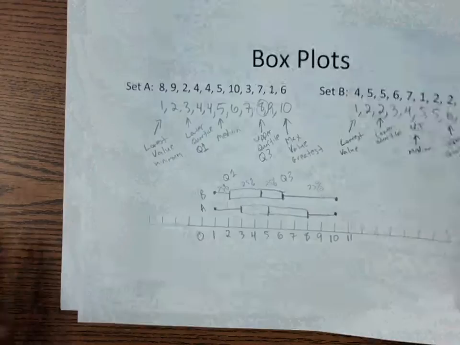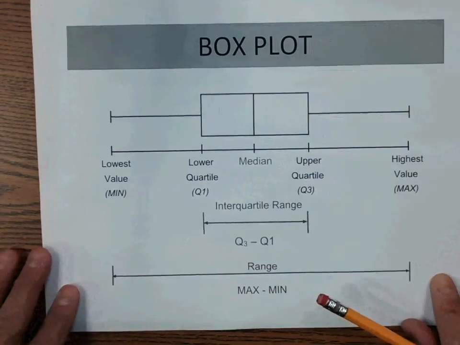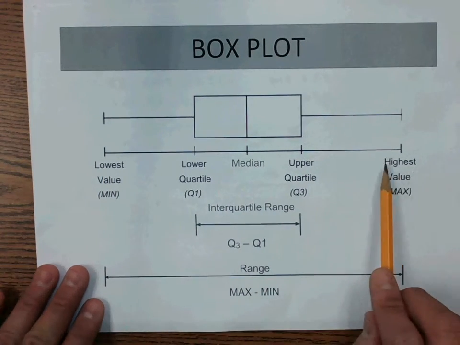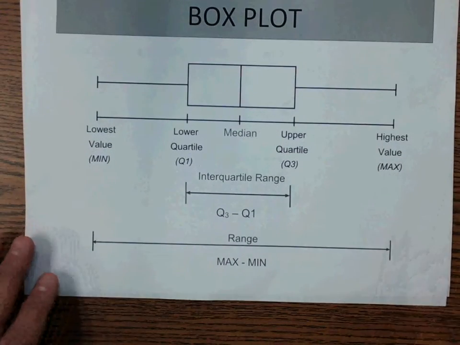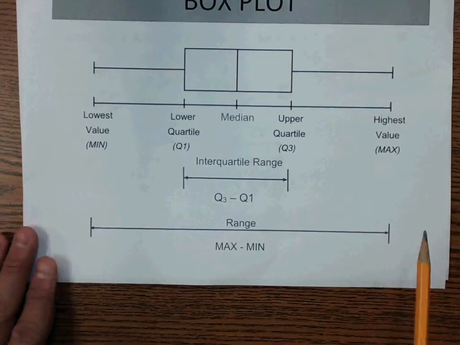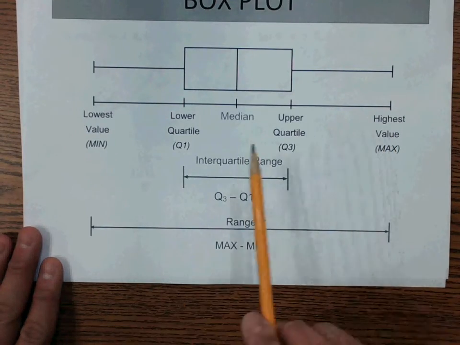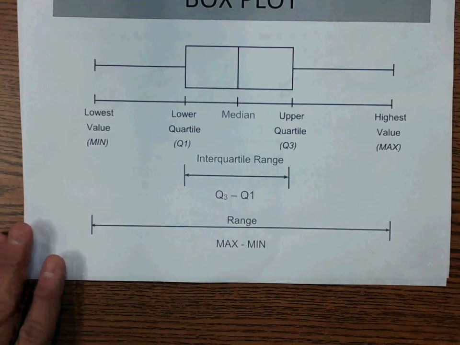So going back to our example, we identified our median, we defined our lowest and highest values, and our 2 quartiles. Okay, you can find the range of the set of numbers just by taking your maximum value, your highest value, and subtracting your minimum value, and that'll give you the range of the spread. Okay guys, give it a shot. Good luck.